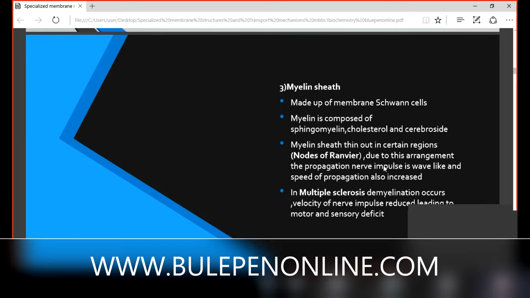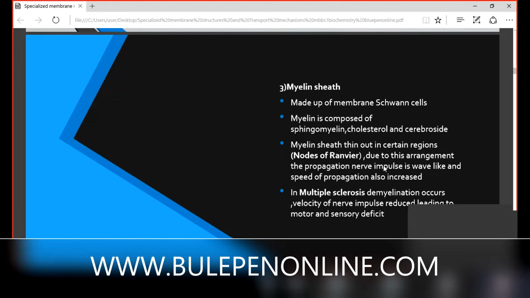myelin sheath. Myelin sheath is made up of membrane of Schwann cells. Myelin is composed of sphingomyelin, a sphingophospholipid, cholesterol, and cerebroside. Cerebroside comes under glycolipids, like globoside and cerebroside. Myelin sheath thins out in certain regions of the nervous system. That particular region is known as nodes of Ranvier.